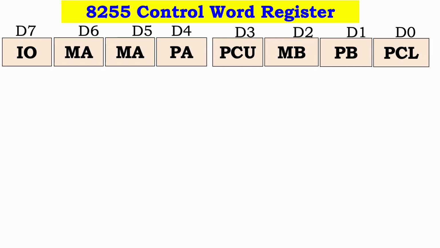Hello everyone. Today's topic is the 8255 control word register. When the 8255 is interfaced with the 8086 processor, how is the control word obtained? Let us understand. The control word register is an 8-bit register, from D7 to D0.